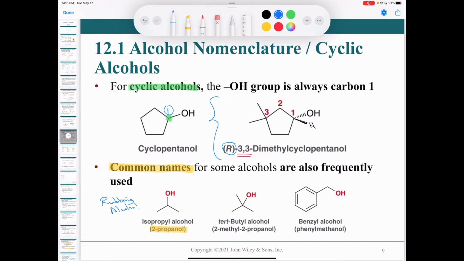Another one would be 2-methyl-2-propanol. The common name for 2-methyl-2-propanol is tert-butyl alcohol. Another very common alcohol. And phenylmethanol, the common name for that is benzyl alcohol. In organic chemistry, whenever you see the word benzyl, benzyl just means that you have an aromatic ring and then you've got a CH2 attached to it. So that's what a benzyl group is. So you'd call that benzyl alcohol.